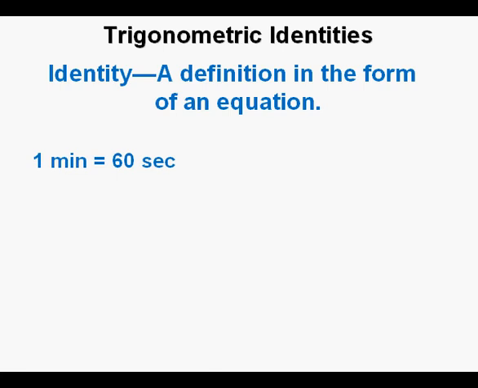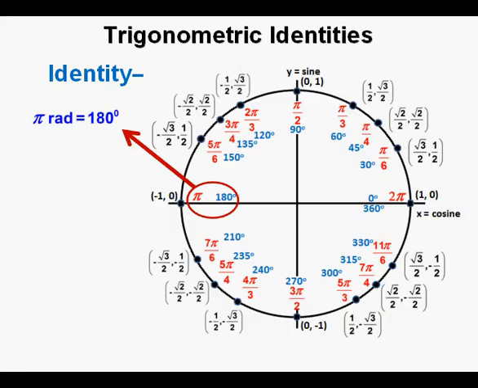And from this very obvious identity, we can develop another identity by dividing both sides of this equation by 60. And that is that 1 second equals 1/60th of a minute. So we took a very obvious identity and using basic algebra created another identity, perhaps one that is not quite so obvious. Here's another example that we can pull from the unit circle, and it's pi radians equals 180 degrees.